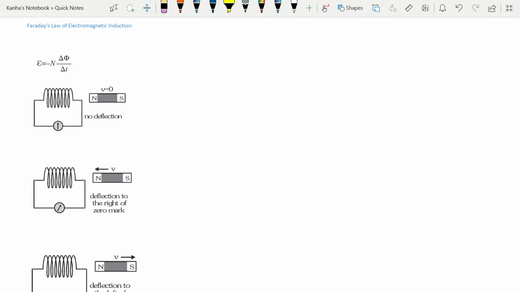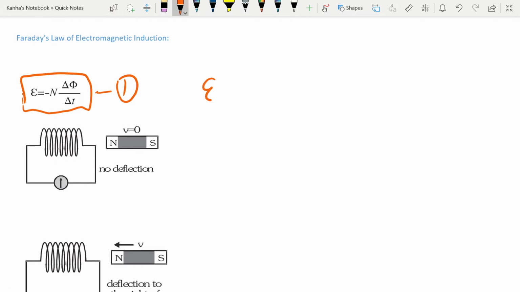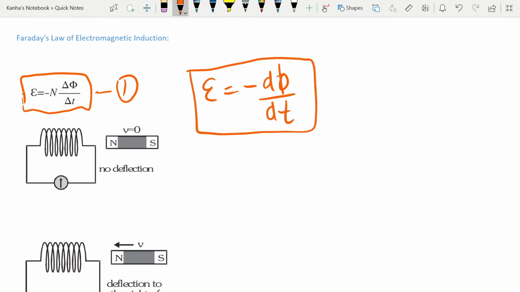The second law, which basically gives the mathematical description of the same thing, says that the magnitude of the EMF induced in the closed circuit is directly proportional to the rate of change of magnetic flux linked with the circuit. So if there is only one coil in the circuit, I can write this down as EMF is equal to minus dφ by dt. For n coils, it becomes n times this.